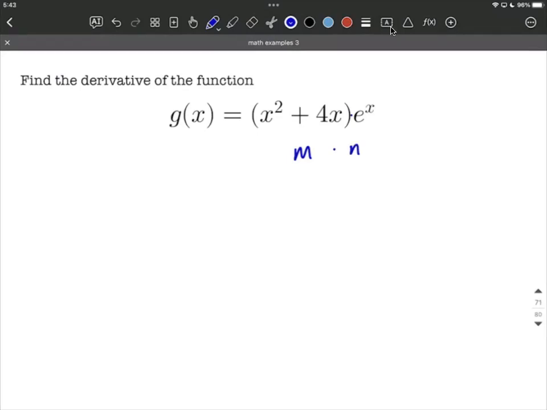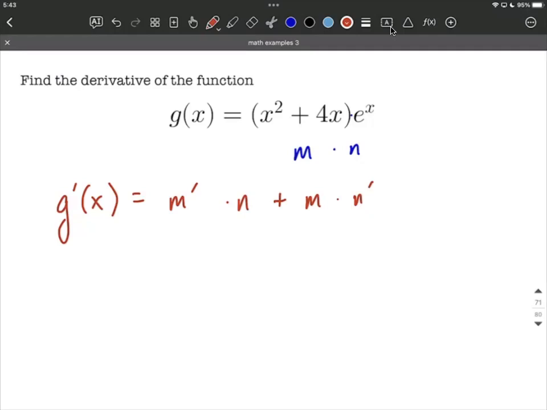I'm not using f and g this time because we named this function g of x, so I don't want there to be confusion. Let's go ahead and map out how to take the derivative using the product rule. g prime of x is going to be where we take the derivative of the first function, so m prime. We multiply that by the second function, leave it alone, plus, then we keep the first function the same, don't do anything to it, and multiply that by the derivative of the second function.